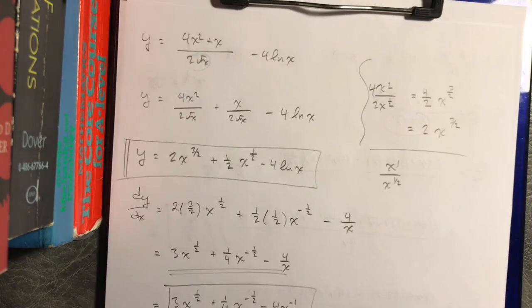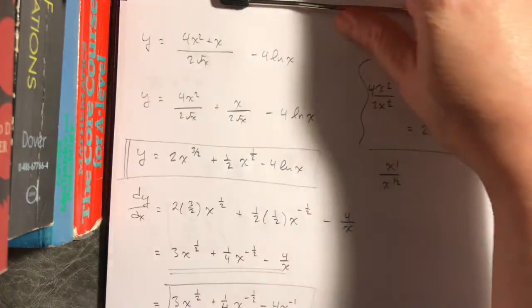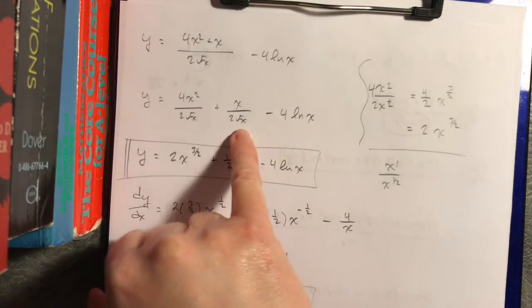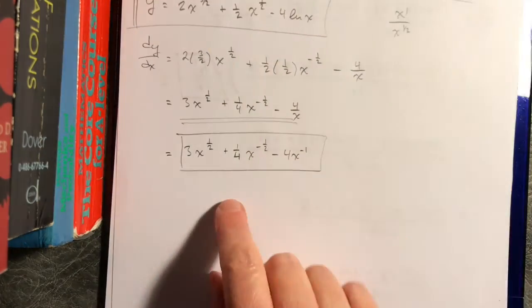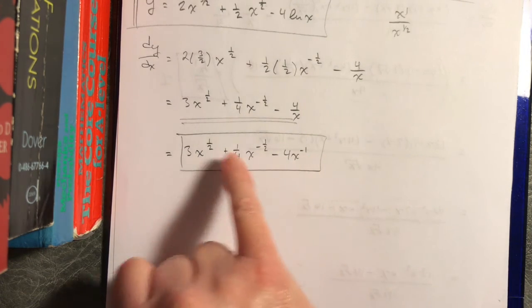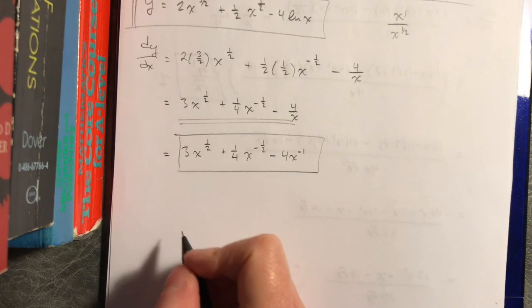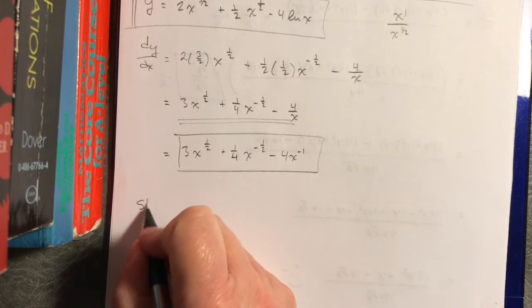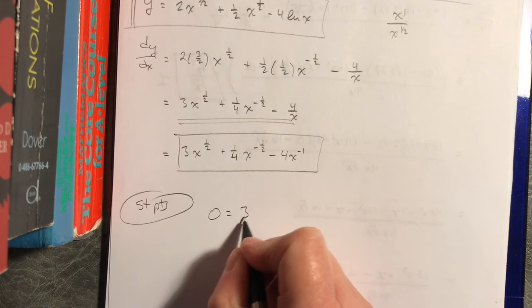Okay, so back to how I took the derivative. So here is the original function. Break it into power functions, then differentiate, and I come down to here if I want to write it all in nice index notation. And then if I want to set that sucker equal to 0 to find the stationary points, so 0 equals 3x.